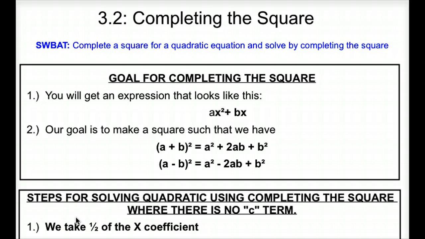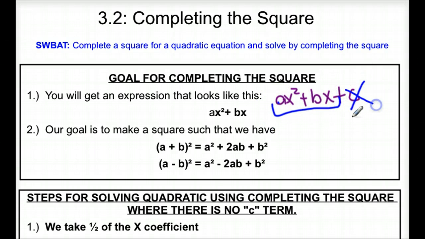Our objective today is to complete a square for a quadratic equation and solve by completing the square, meaning solving a quadratic equation. So our goal for completing the square is we will be given an expression in the form ax squared plus bx, meaning there are no c terms. All of us should remember that a quadratic is always in the form ax squared plus bx plus c. In this case, I will be given the first two terms, but there will be no c term.